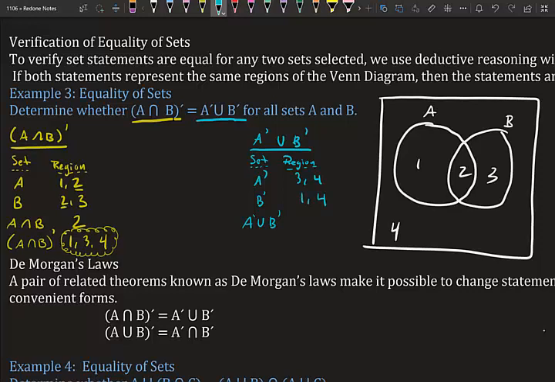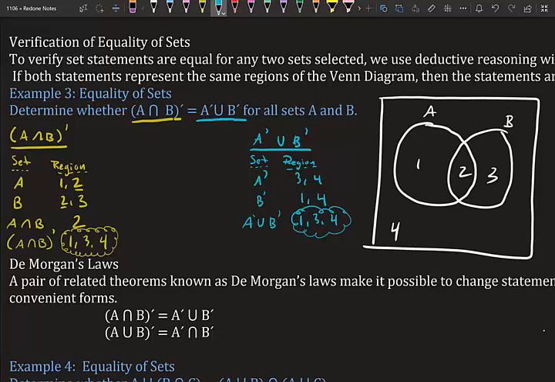Now I want to union those two things. So if we union those two things, that gives us 1, 3, 4. Remember, you never write your numbers twice when you're representing a region. So we're going to look at this as our final answer. So complement A union complement B simplifies down to 1, 3, 4 in regions.